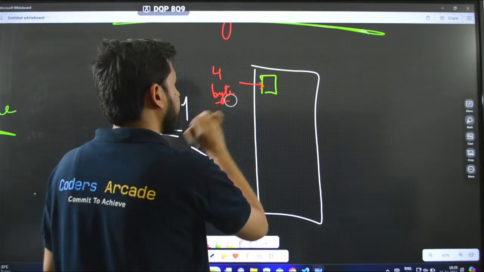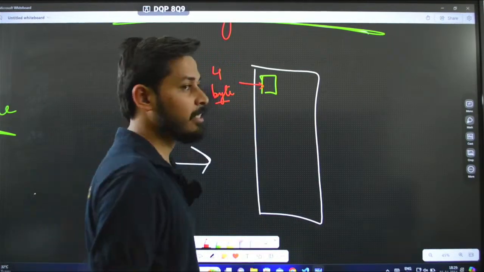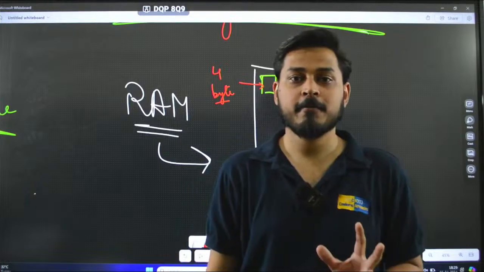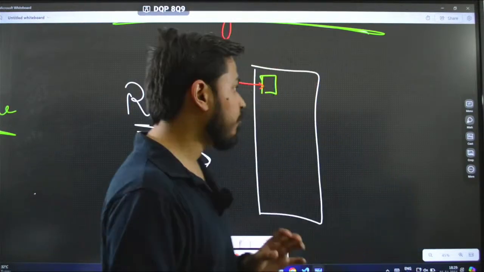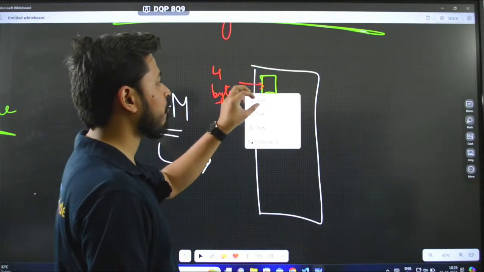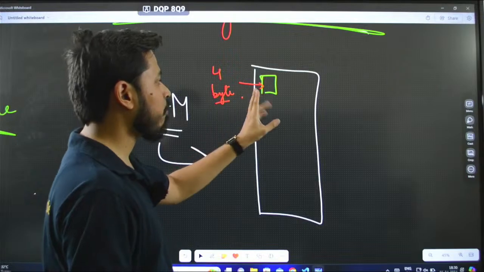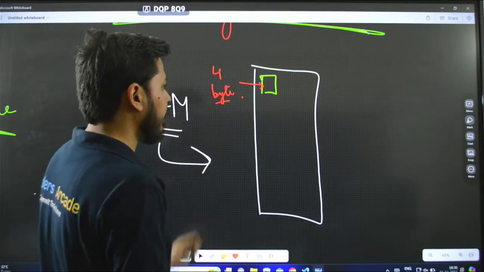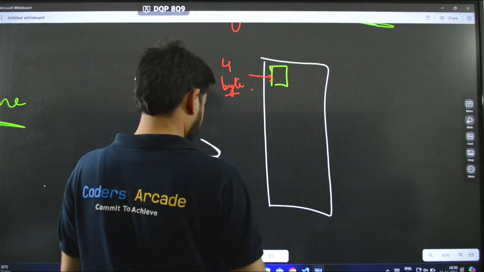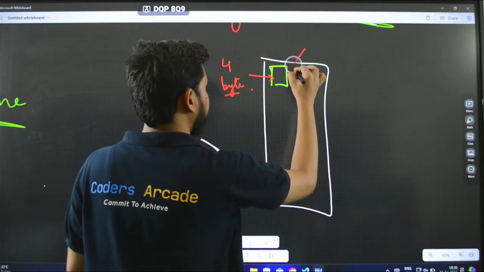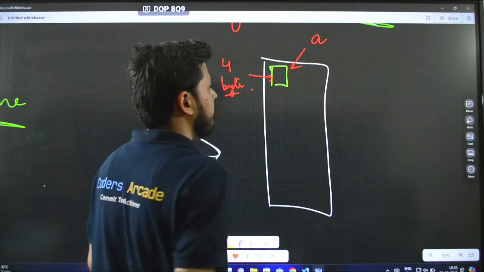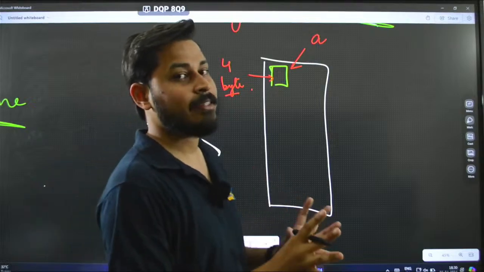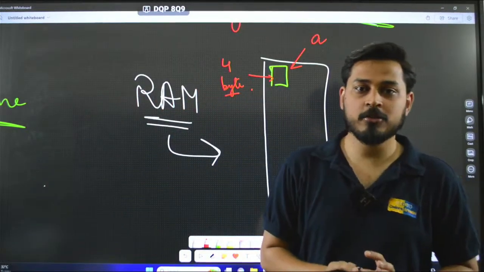How do I know this is 4 bytes? Because it is of integer type, and integer is of 4 bytes. Understood my point? So in this case, 4 bytes of space is allocated in the RAM of my system, and the name of this variable is given as a. This is that variable. Understood my point?